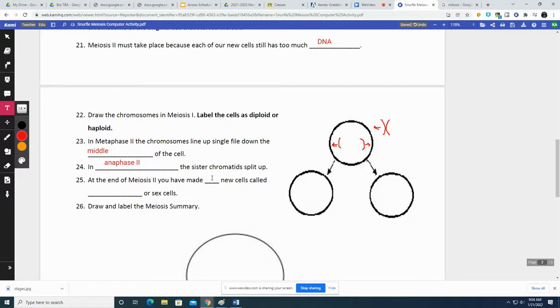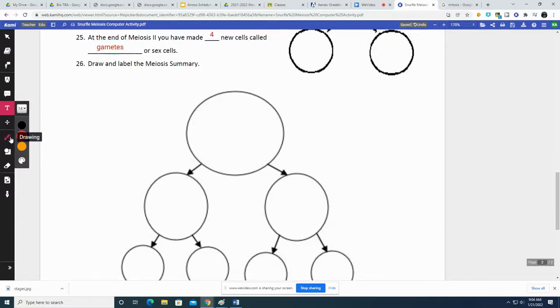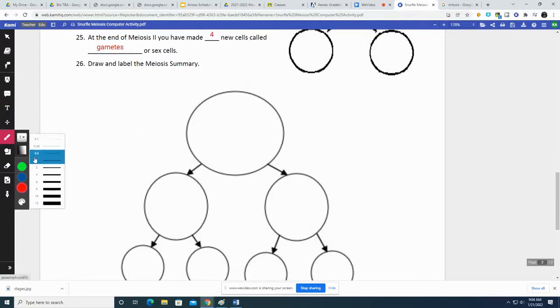25. At the end of meiosis 2, you have made 4 cells called, and we should know this one, gametes. You get 4 gametes. All right, I forget what this one is supposed to look like. I think there's 2 chromosomes. I think there's a blue one and a red one. I'm fairly certain. So we have a red chromosome from mom, and we got a blue chromosome from dad. So those are only 2 chromosomes, but those are homologous. They have the same type of information.